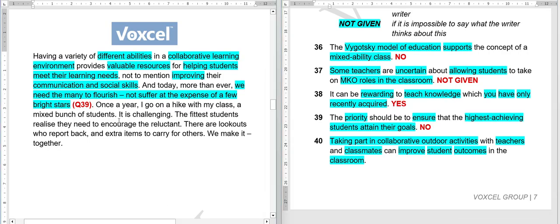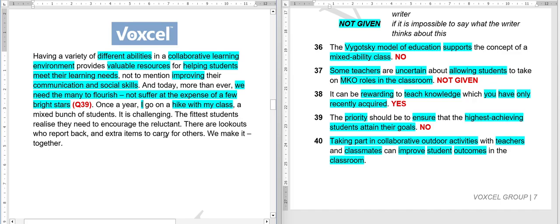Let's see. Once a year I go on a hike with my class. So hiking with class, "I" meaning the teacher, and hiking is the outdoor activity. Mixed bunch of students, it is challenging. The fittest students realize they need to encourage the reluctant. There are lookouts who report back and extra items to carry for others.